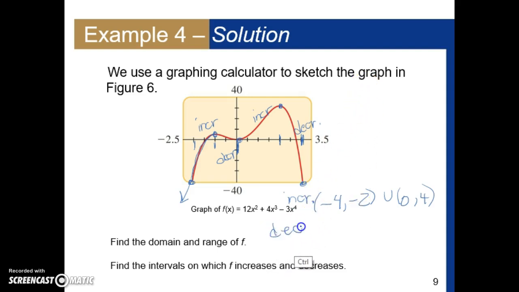If we were to look at the interval over which it was decreasing, that happens from -2 to 0 and also happens from 4 to 6.